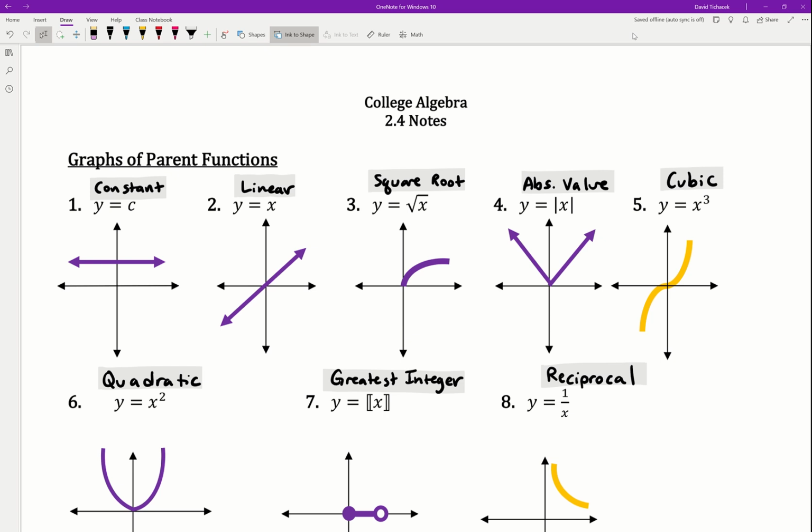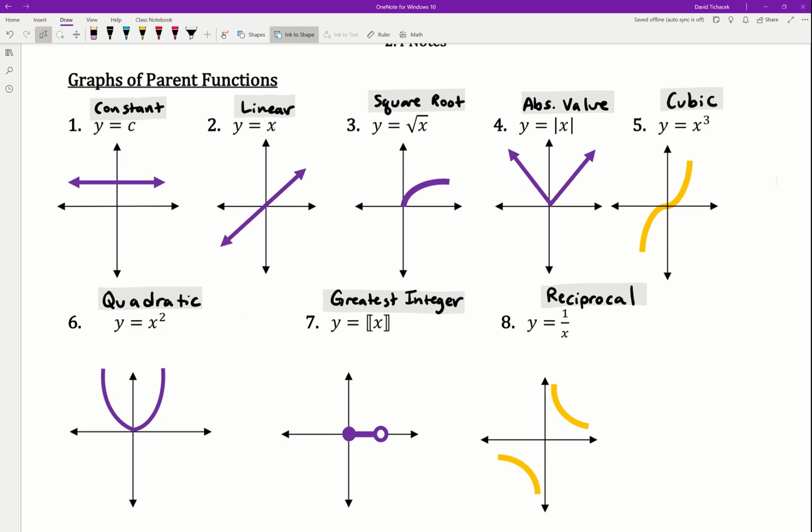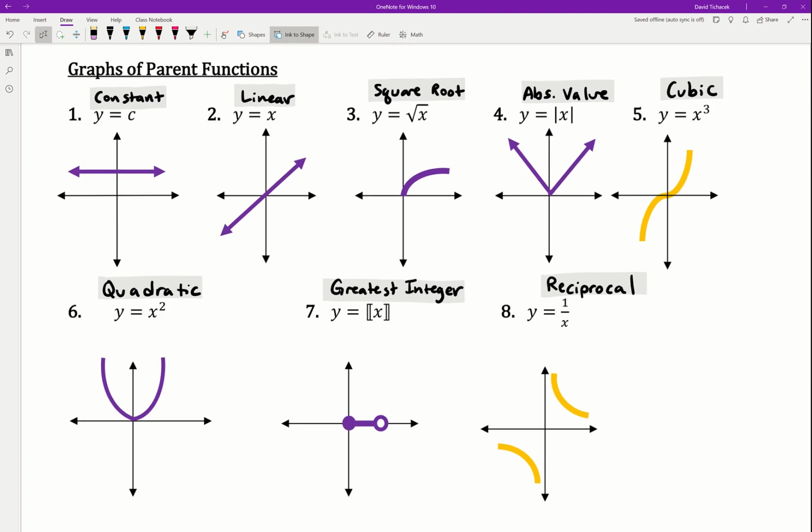What I'd like to do in this video is talk about what that means, and then take a look at a couple of examples where we use it to solve problems. So basically what a library of functions means is we're going to be doing just that.